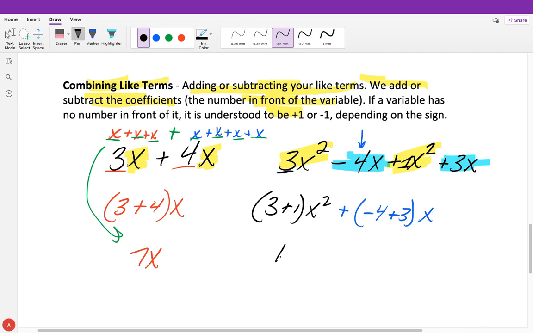And now 3 plus 1 will give me 4x squared. And then here, minus 4 plus 3 is going to give me a negative 1, so negative 1x. But we never write plus minus, so it would simplify to be 4x squared minus x. All right, so we're just simply adding the numbers that we have in front, and that will combine our like terms.